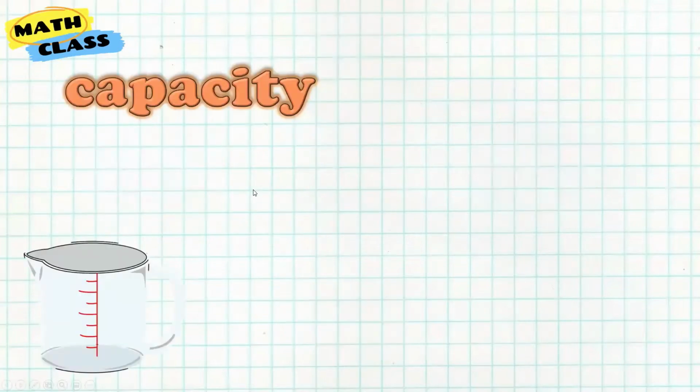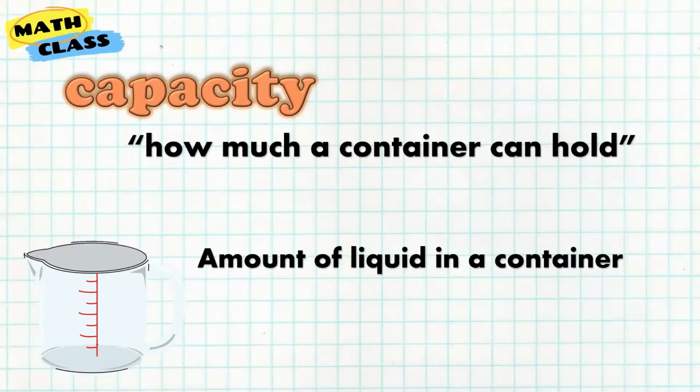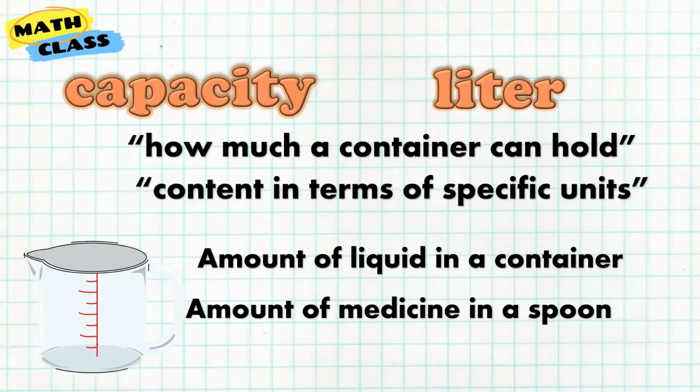Now, when we talk about capacity, it tells us how much a container can hold. So if we're getting the amount of liquid in a container or amount of medicine in a spoon, so we are talking about capacity. And the standard unit that we use is liter. So again, when we talk about capacity, it's the content in terms of specific unit. So in this case, a container.